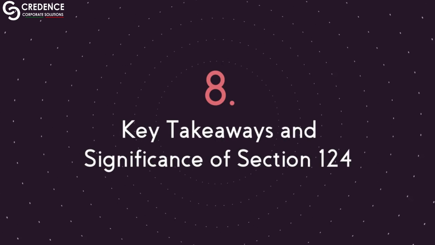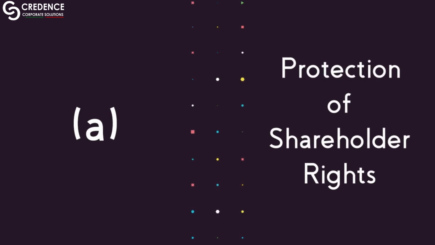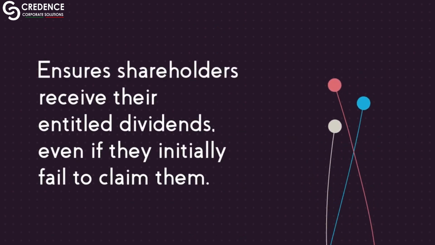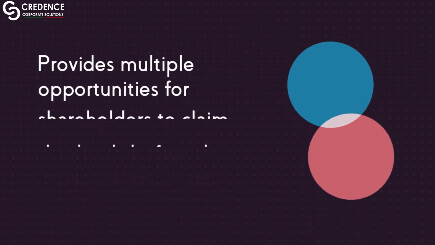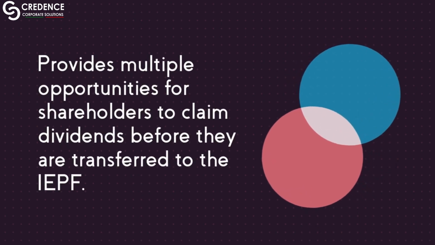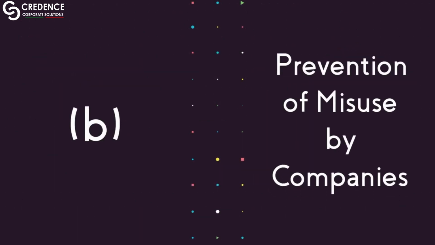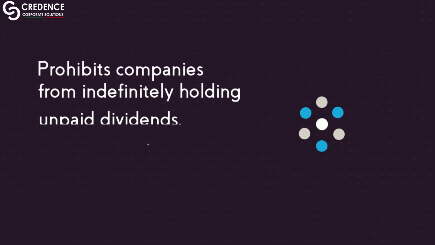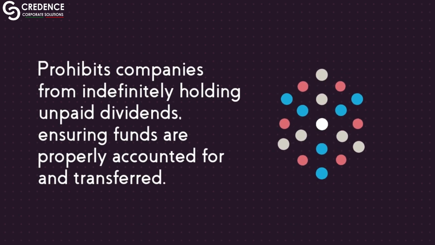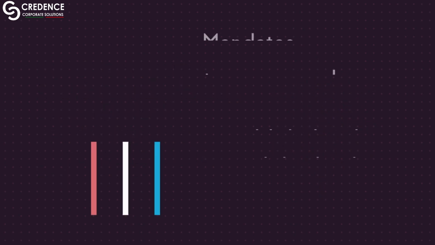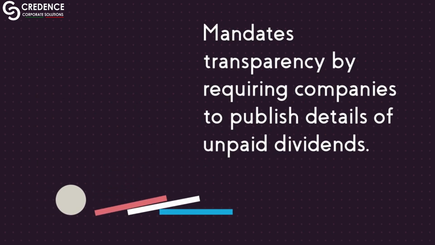8. Key takeaways and significance of Section 124. A. Protection of shareholder rights. Ensures shareholders receive their entitled dividends, even if they initially fail to claim them. Provides multiple opportunities for shareholders to claim dividends before they are transferred to the IEPF. B. Prevention of misuse by companies. Prohibits companies from indefinitely holding unpaid dividends, ensuring funds are properly accounted for and transferred. Mandates transparency by requiring companies to publish details of unpaid dividends.